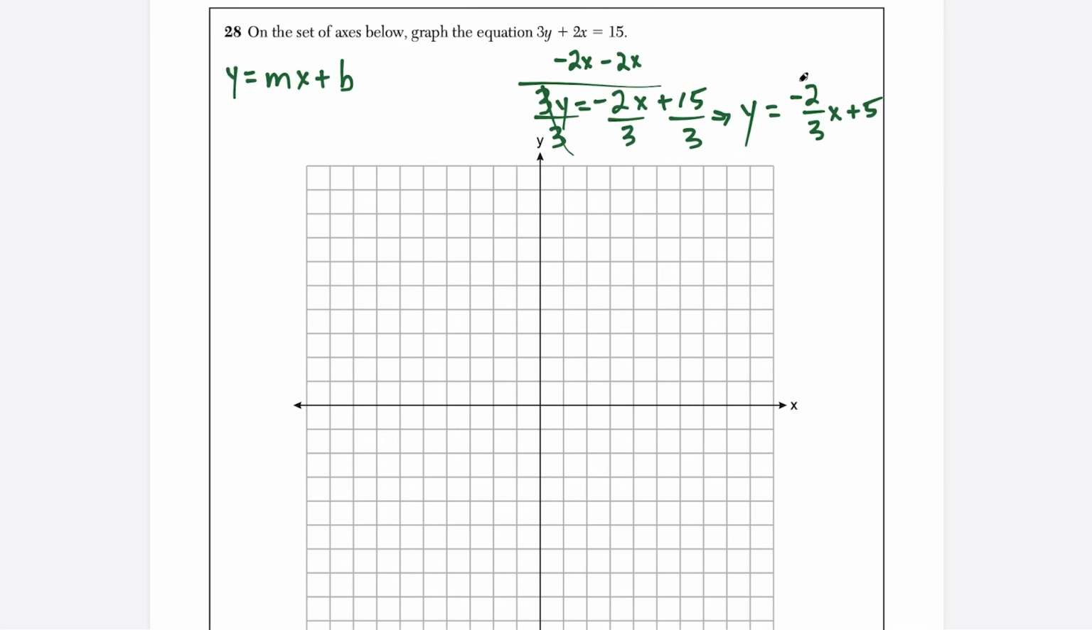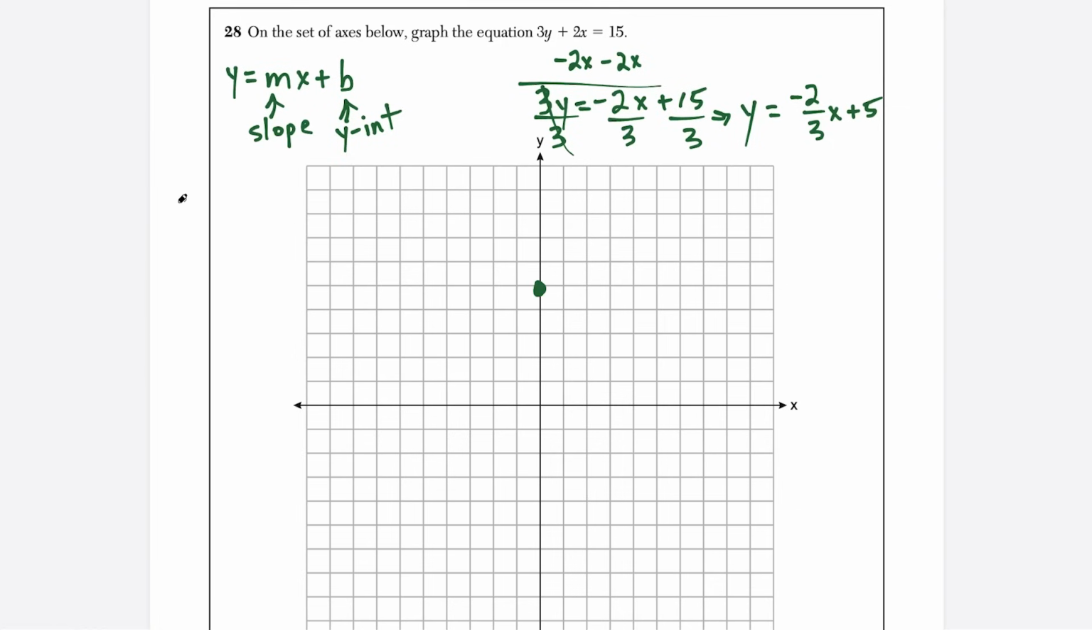Okay, and the reason why I like to do this is because m is our slope. That tells us our rise over run, and b is our y-intercept. It tells us where our line crosses the y-axis, and it tells us where to begin. So here, we're going to cross the y-axis at 5. So I'm going up 1, 2, 3, 4, 5.